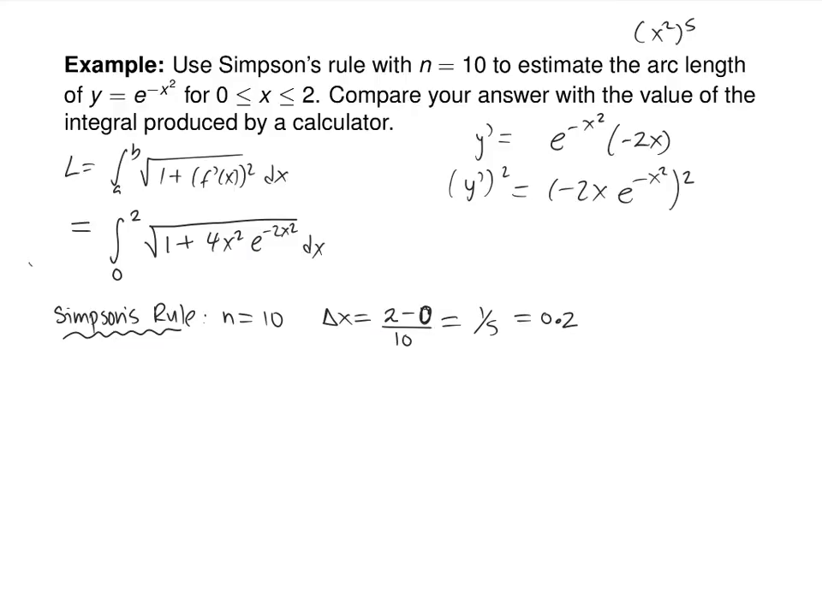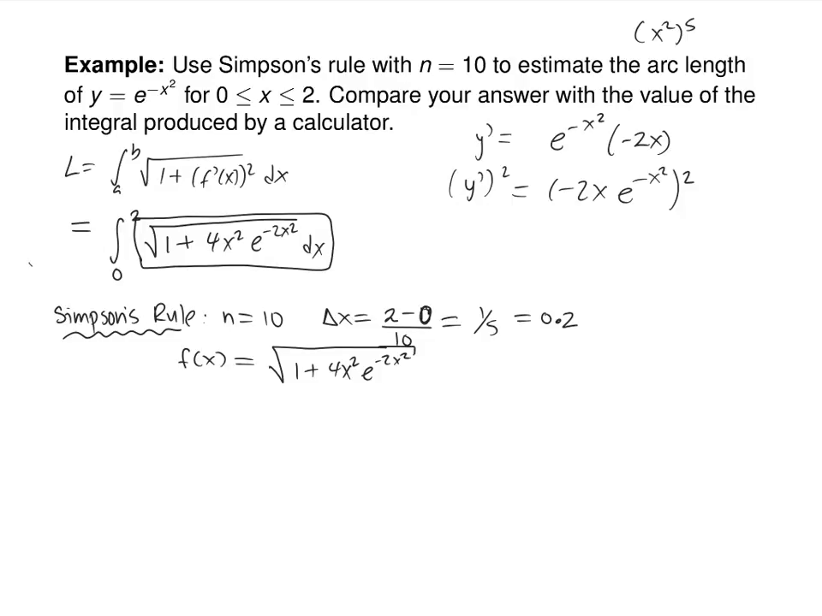What function are you going to be using for Simpson's rule? Like, what's the thing you're going to plug stuff into? Simpson's rule approximates the area under a curve, right? That's what that integral tells you. So the area under some weird, crazy curve. The thing you plug stuff into is not the f of x that you were given, but the f of x that's inside the integral once you do the setup. So the f of x you're going to plug stuff into is 1 plus 4x squared e to the negative 2x squared.